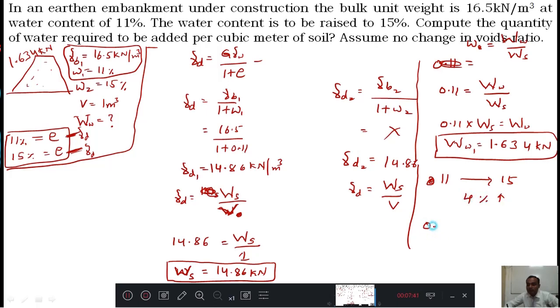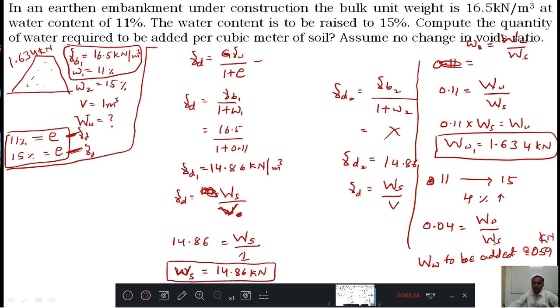Then the increase in water content 0.04 is equal to mass of water to the mass of solids. Then 0.04 into Ws, same 14.86, 14.86 into 0.04 is this much. This much weight of water is to be added, equal to 0.59 kilonewton.